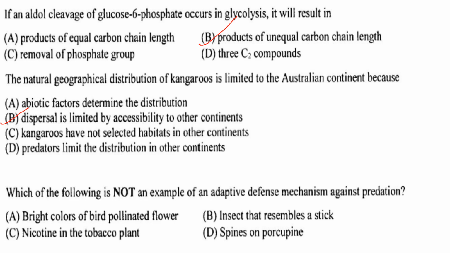Then which of the following is not an example of adaptive defense mechanism against predation? So bright colors of bird pollinated flowers, that is the answer, because it is not a defense mechanism. It is an example of attractant, not a defense mechanism. It is for attraction. So it serves to attract pollinators. It signals nectar availability as well as enhances the pollination efficiency. So it is not a defense mechanism. It is an example of attractant.